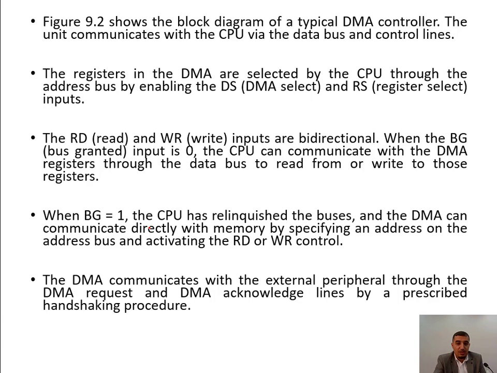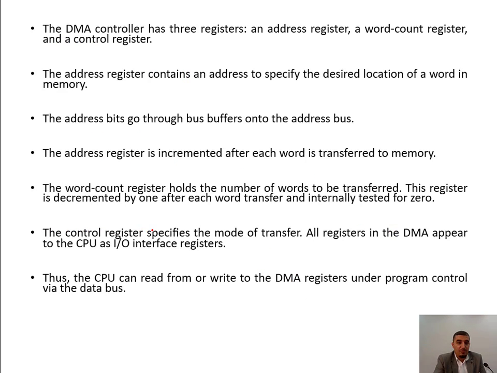registers through the data bus to read from or to write to those registers. When the bus granted is 1, the CPU is relinquished of the buses, and the DMA can communicate directly with the memory without the interference of the CPU.